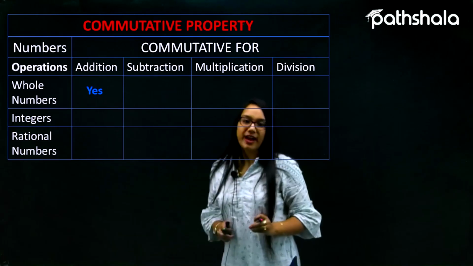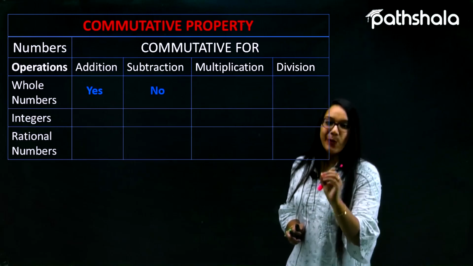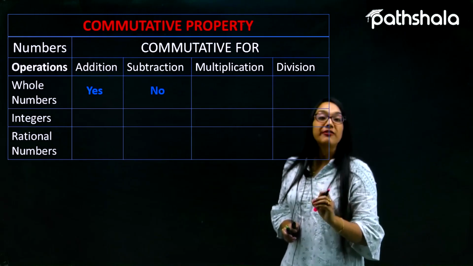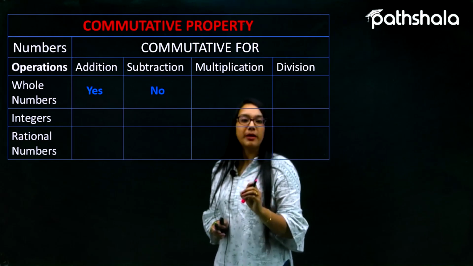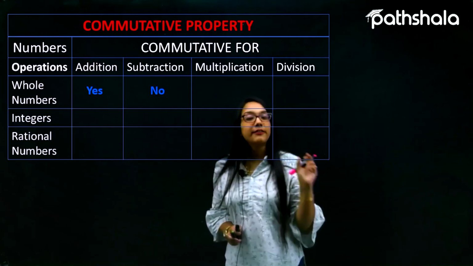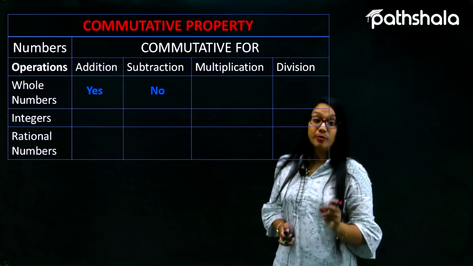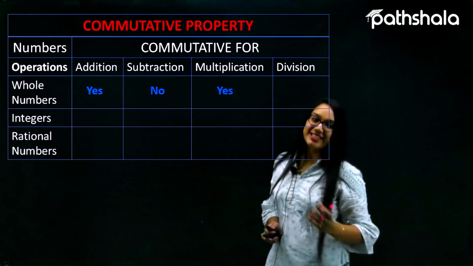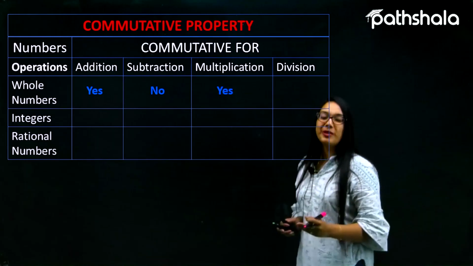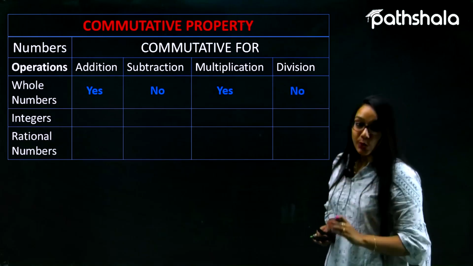So what about subtraction? Yes or no? The answer will be no. They are not commutative in nature, because whenever we take any two whole numbers and subtract them in different orders, like A minus B or B minus A, the answer will not be the same. What about the multiplication? Yes, they are commutative. Why so? Because A into B is always equal to B into A. What about division? The answer is no, obviously.